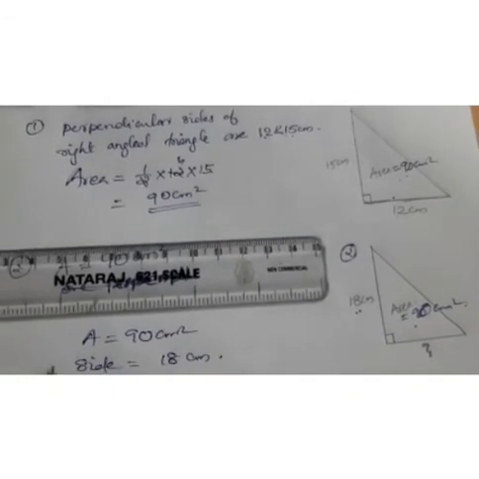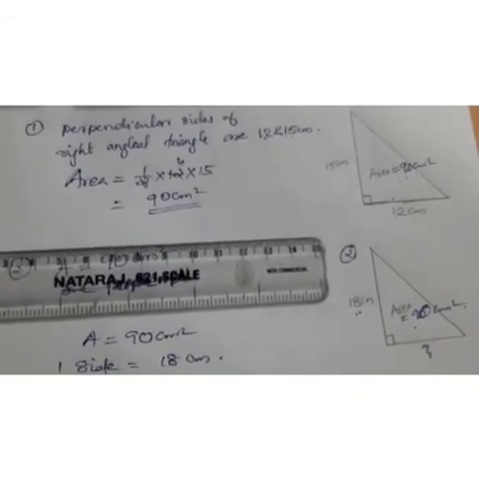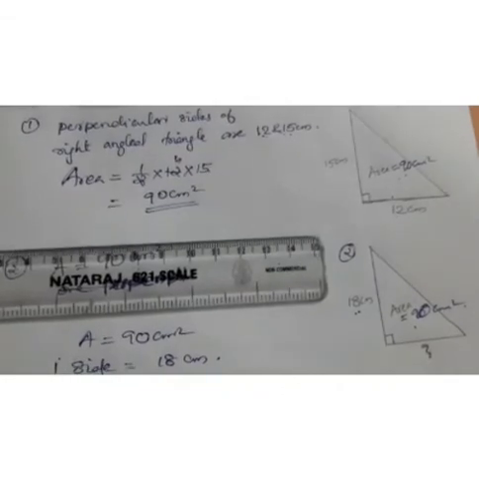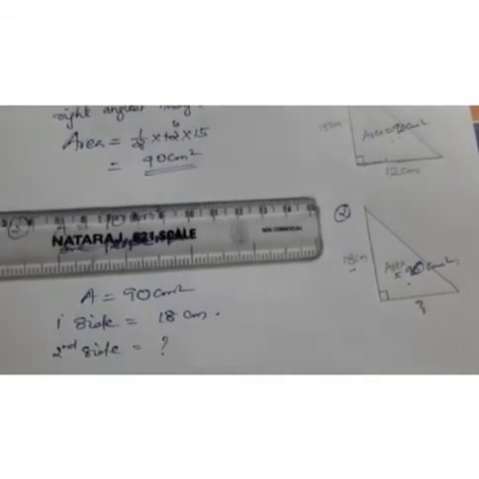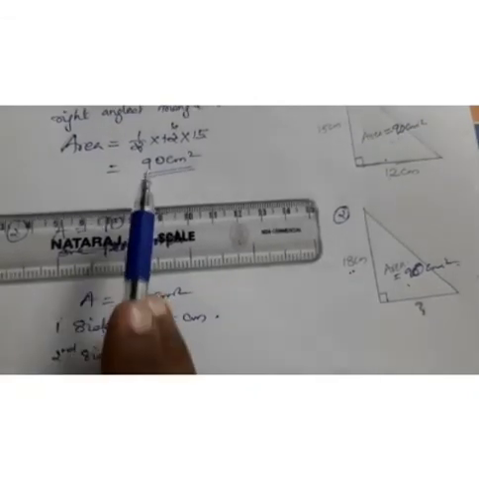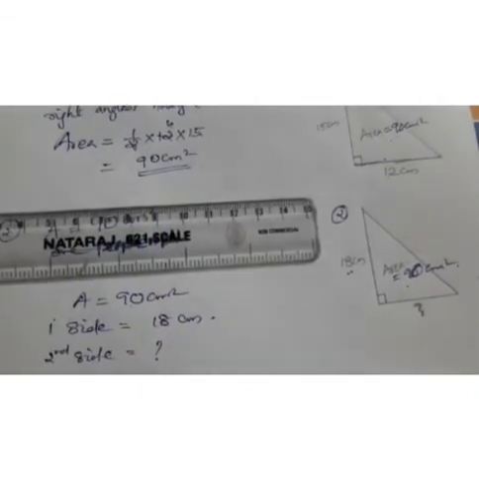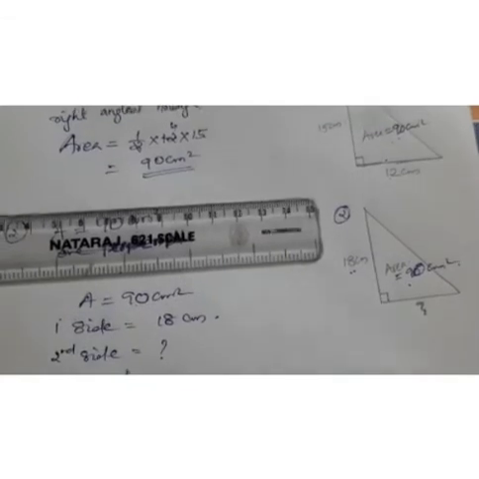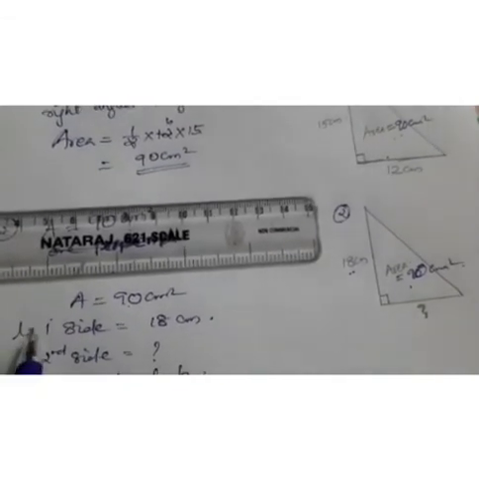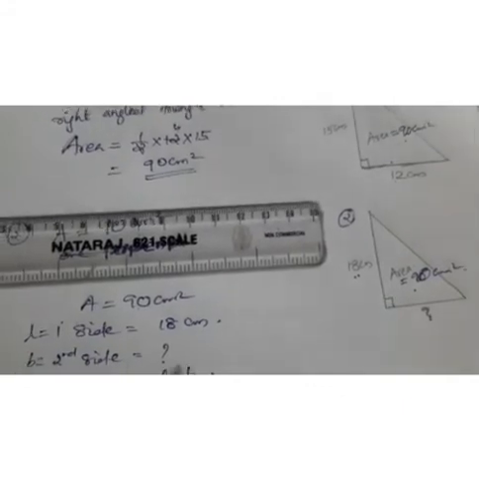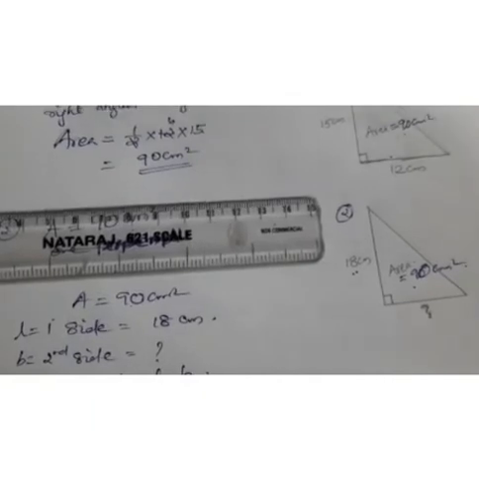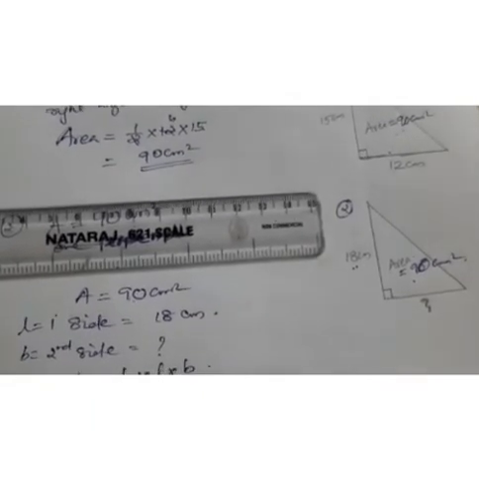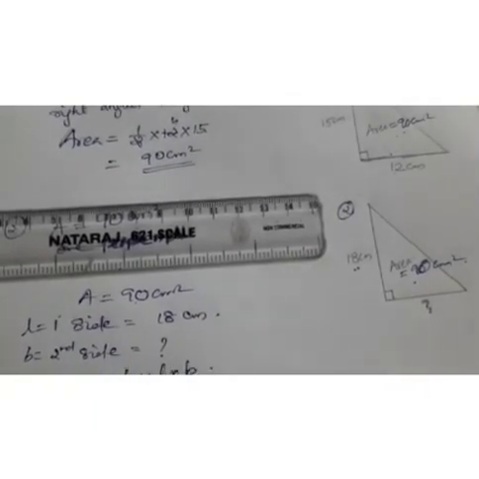We have to find out the second perpendicular side. So it has the same area as the previous one. So area is equal to half into L into B, length into breadth. Here length is given, breadth we have to find out. So half into L, which is 18, into B. Here area is given, 90 centimeter square.